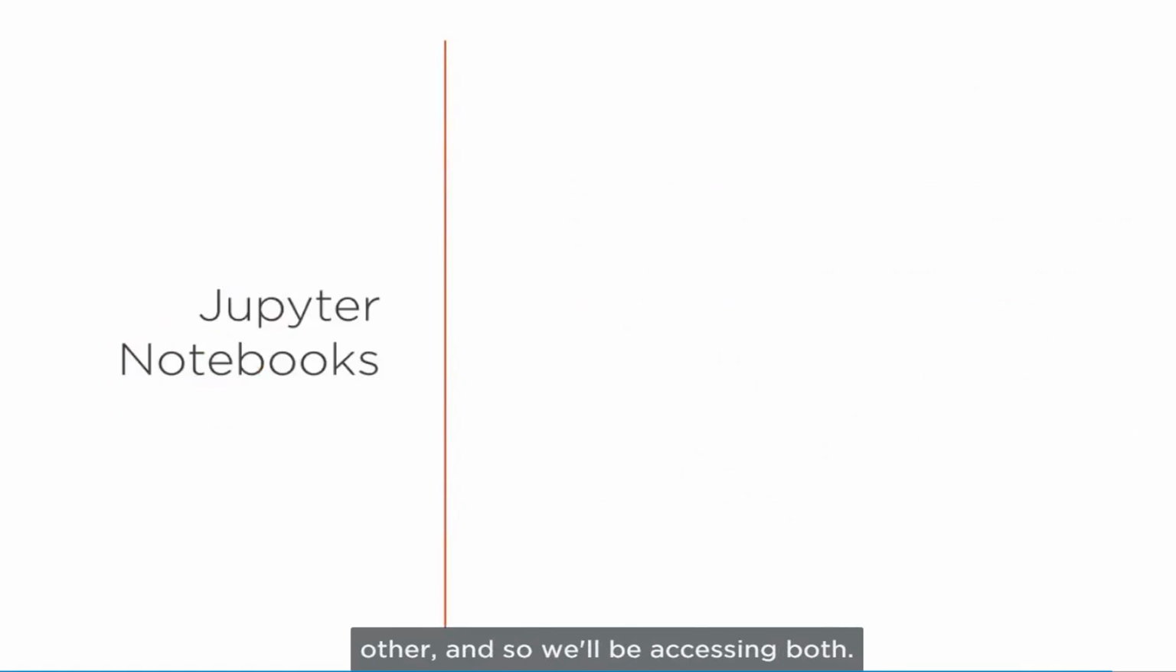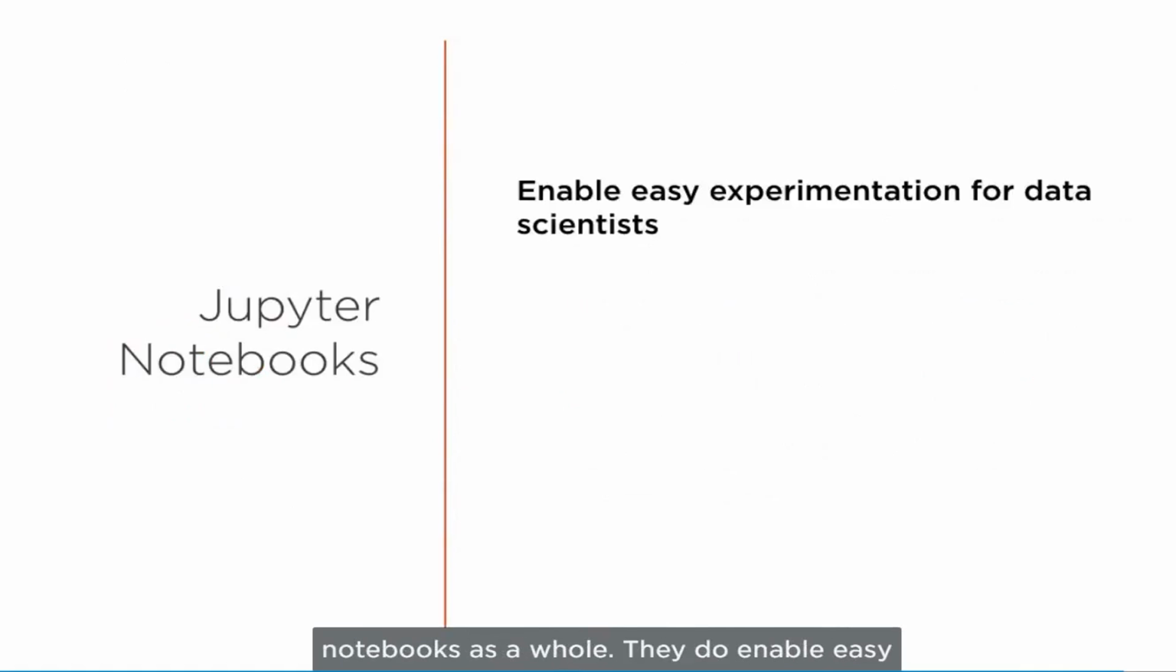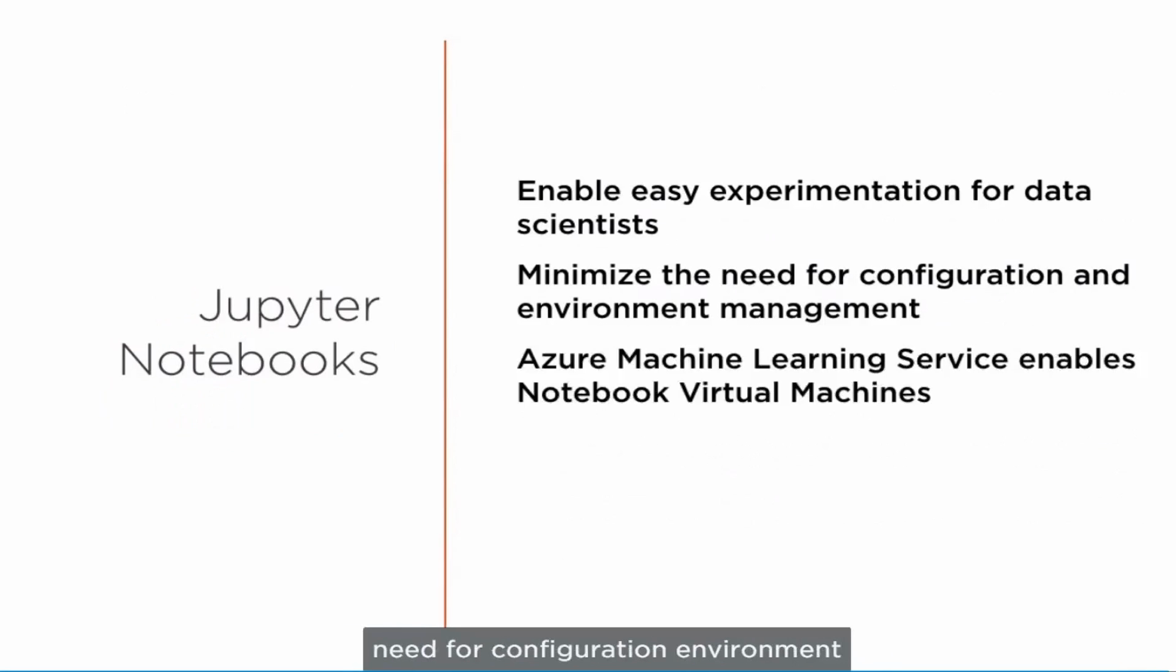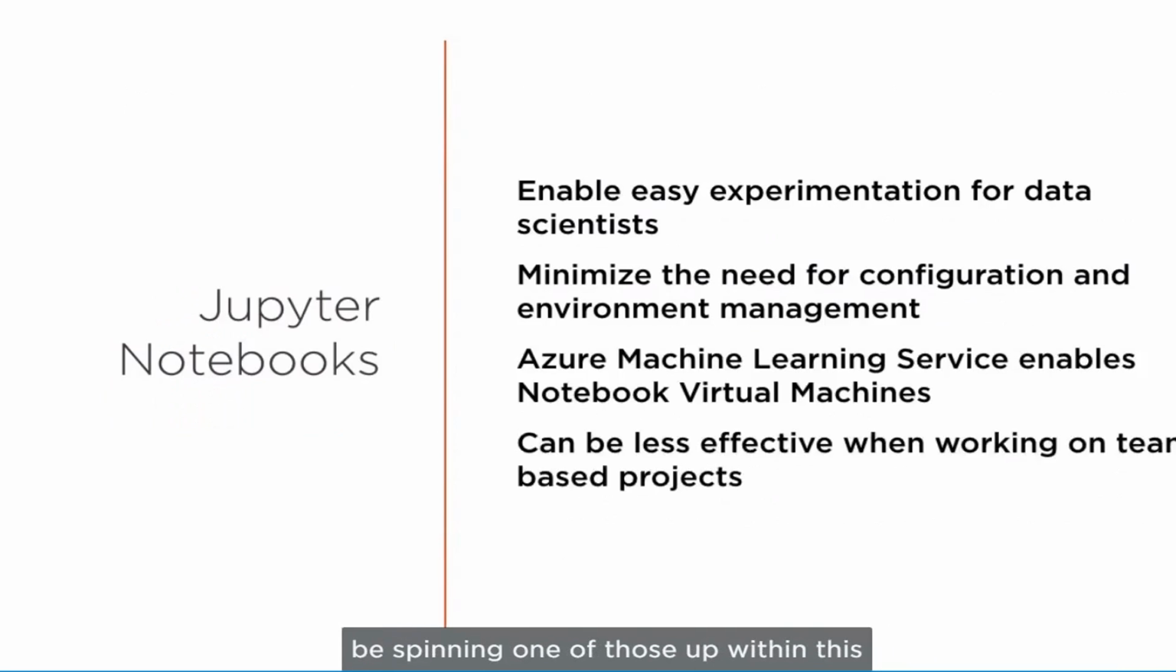Now, just a quick reminder about Jupyter Notebooks as a whole. They do enable easy experimentation for data scientists, and we're going to look here at a way to create them within the new Azure Machine Learning Studio that makes it easy for us to work with them. It also minimizes the need for configuration and environment management. And the Azure Machine Learning Service does enable notebook virtual machines, or VMs, that we'll be leveraging. We'll be spinning one of those up within this module. But it can be less effective when working on team-based projects, and this is why the TDSP template that we created within the first module is essential, because if you're walking away and working with a team, that's the approach you'll want to take for anything that needs to live within your team project.